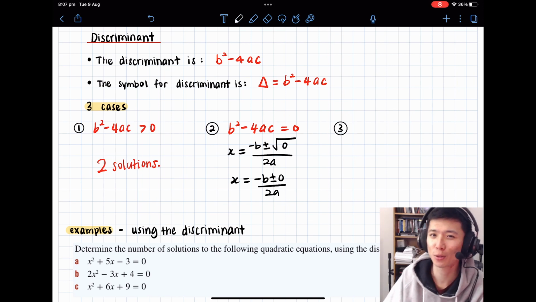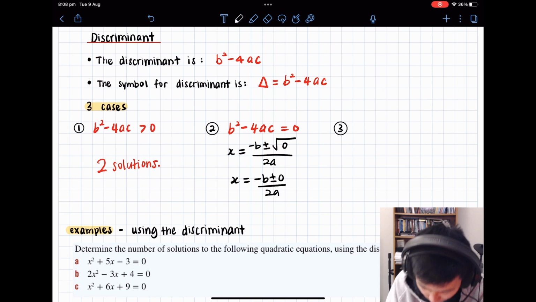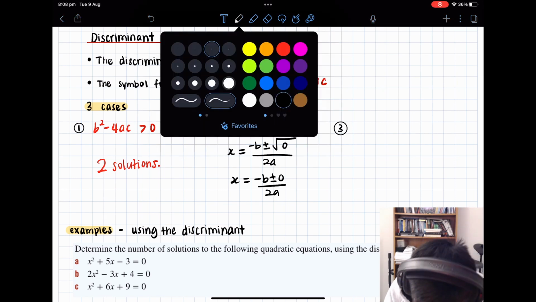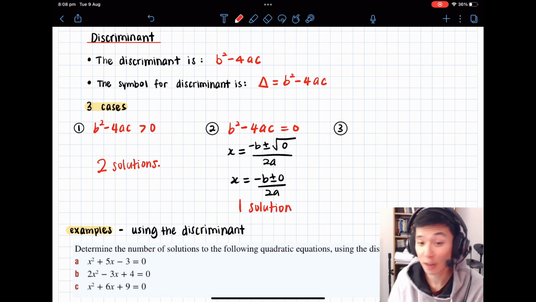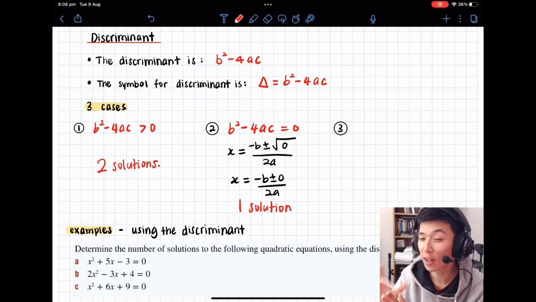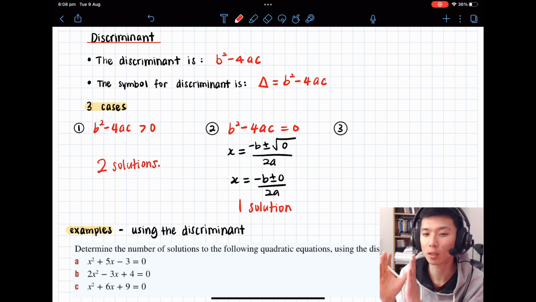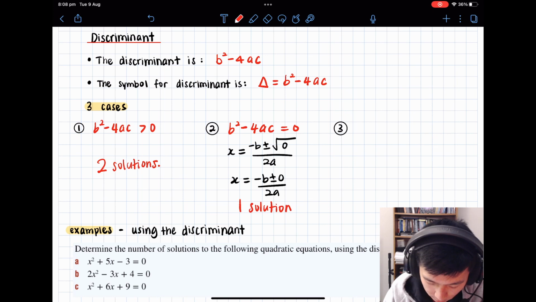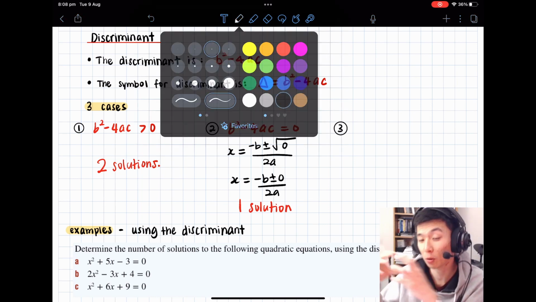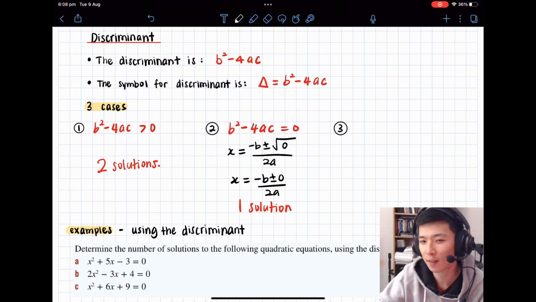Well, plus minus 0 doesn't do anything to the top number, right? It's like saying 2 plus 0. Well, it's still 2, and 2 minus 0, still 2. And so it turns out that we only have one solution. And we only get one solution if the discriminant equals 0. And the discriminant is the stuff inside the square root.